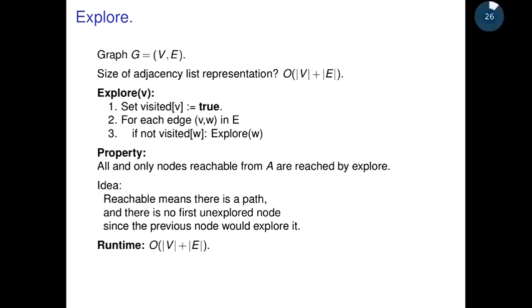Okay, and then the runtime was order V plus E. Why is it order size of V plus the size of E? Why is that the runtime? How did I argue that was a running time?